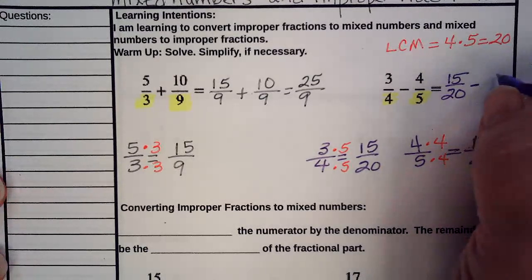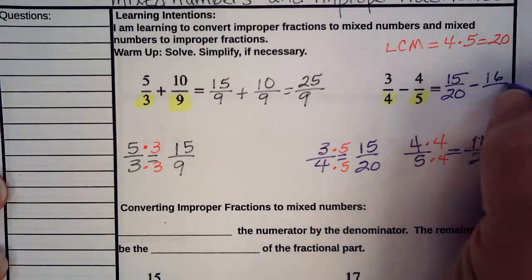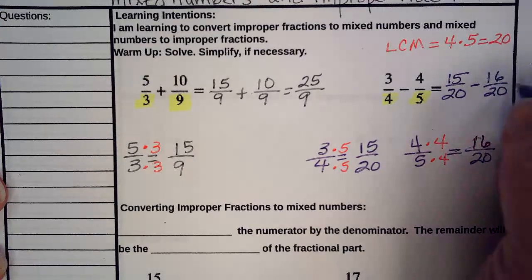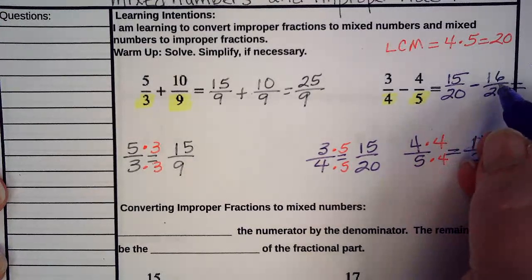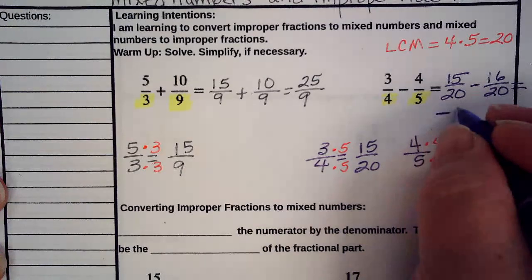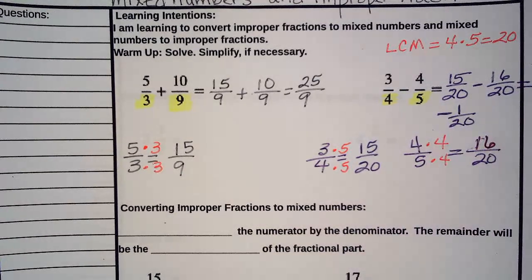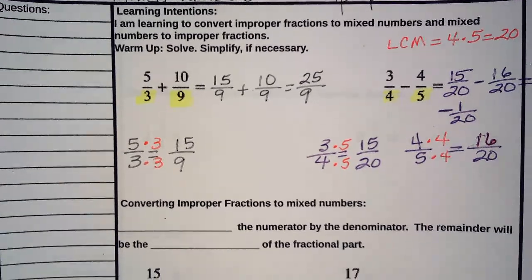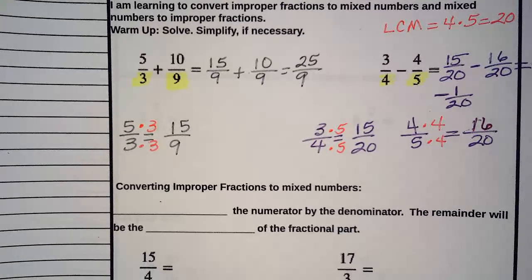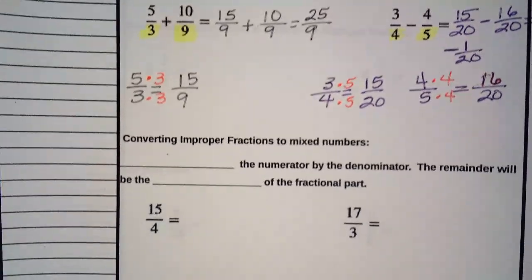So 15 over 20 minus 16 over 20. 15 minus 16 is negative 1 over 20. It's negative because I'm subtracting a number that's bigger than 15 from 15. Okay, so that's kind of a review on what we've been learning about adding and subtracting fractions. Let's look at conversion.